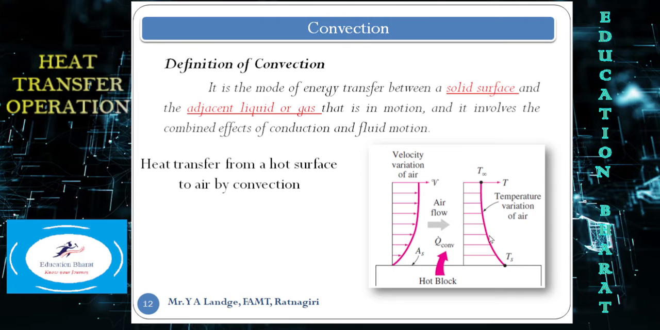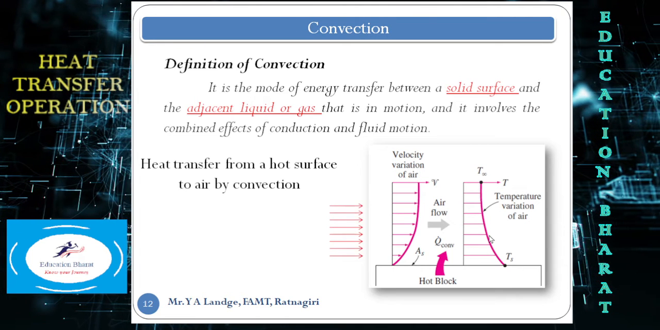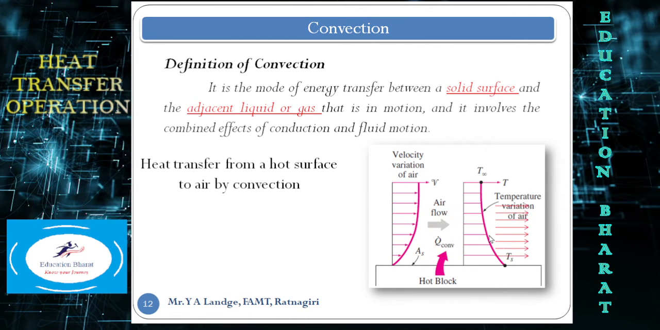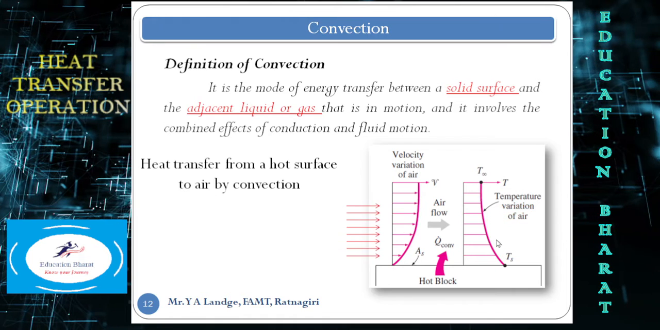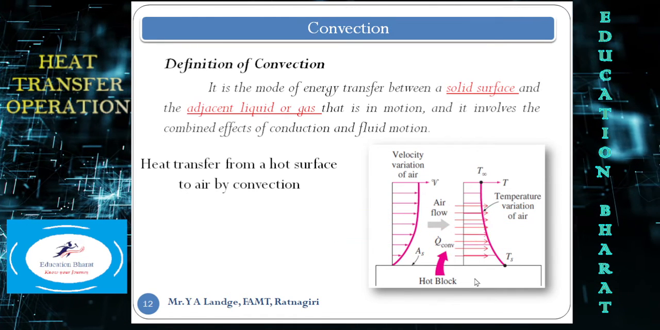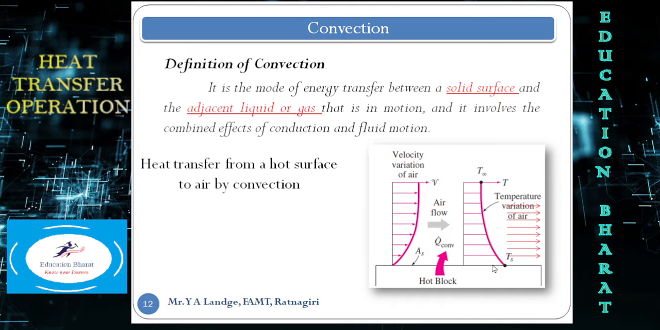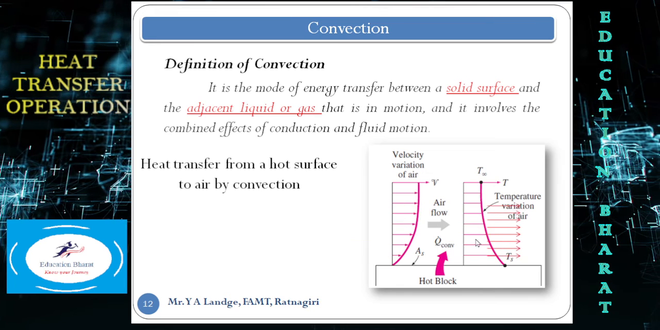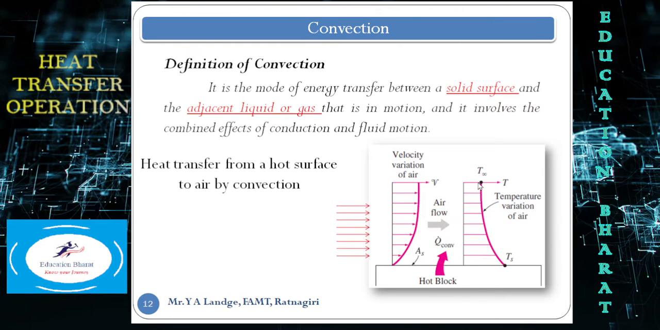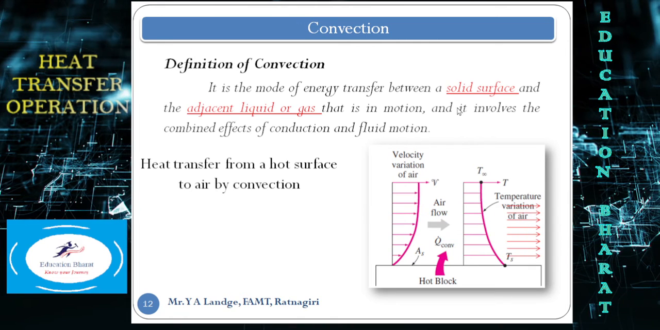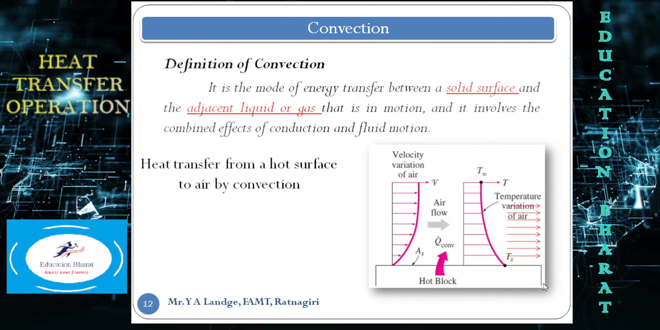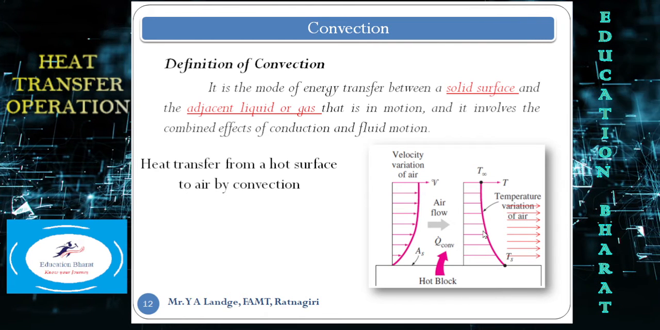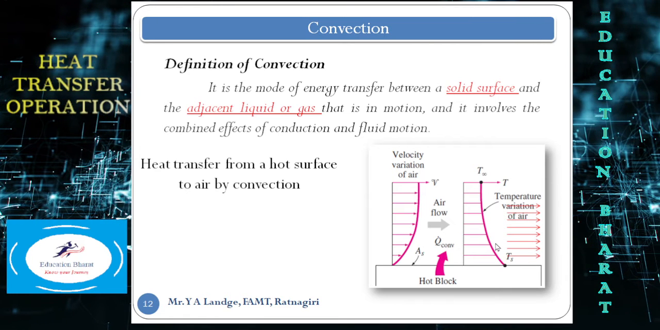Now in this case, you see the air is flowing like this on the hot surface. How is the heat transferred? Heat is transferred from this surface to the adjacent layer, then to the next adjacent layer, and likewise it goes away from the surface. This is what we call the energy transfer between the solid surface and the adjacent liquid or gas. In this case it is the gas, that is the air. And the temperature profile for this case is like this.